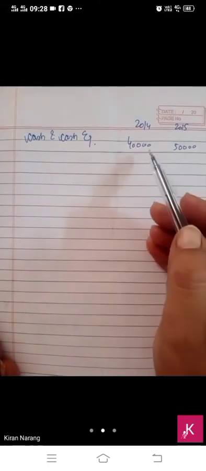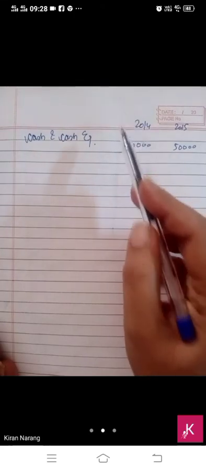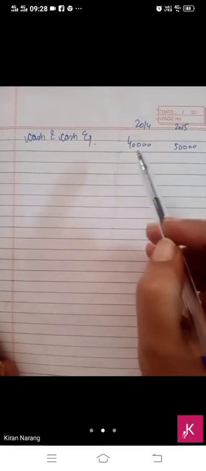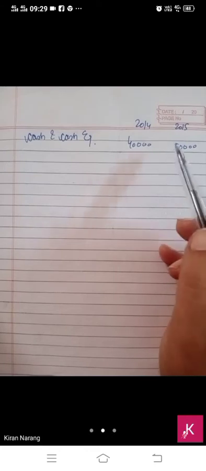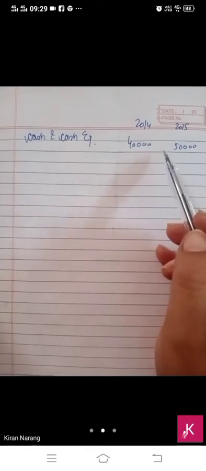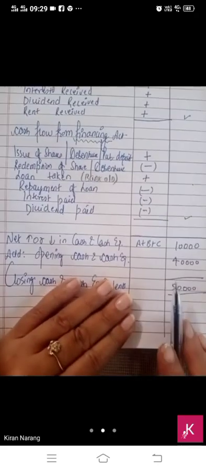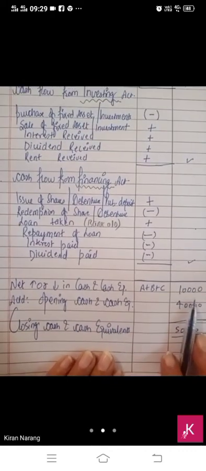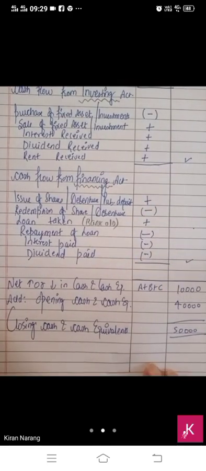So you should know that in opening cash and cash equivalent, we have to add the answer of A plus B plus C to make it the 2015 answer. The answer of 2015 will be calculated by adding this with this. So the difference will be the total of A plus B plus C. 10,000 should be there to make it 50,000. We have written here opening cash 40 and closing is 50, so we already know that 10,000 will be the total of A plus B plus C.